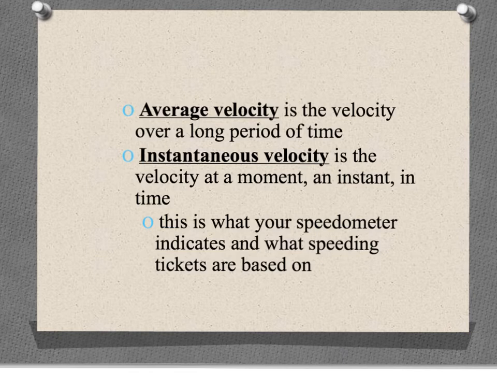But along the way, there's stop signs or stoplights or other traffic, and we have to speed up and slow down. So we're not traveling at 50 miles an hour the entire trip to Midland. The speed that we are traveling at that very instant is what we call our instantaneous velocity. That's the reading that we get from our speedometer, and that's what a speeding ticket is based off of.